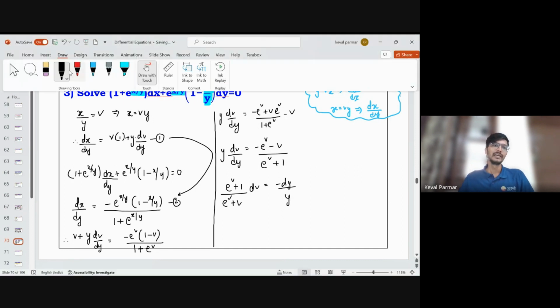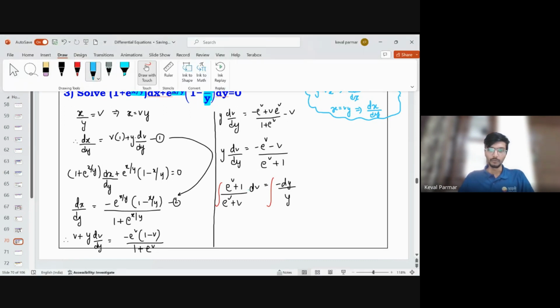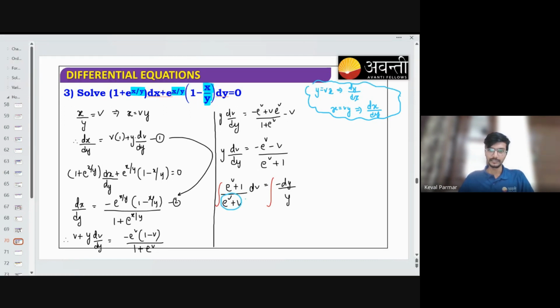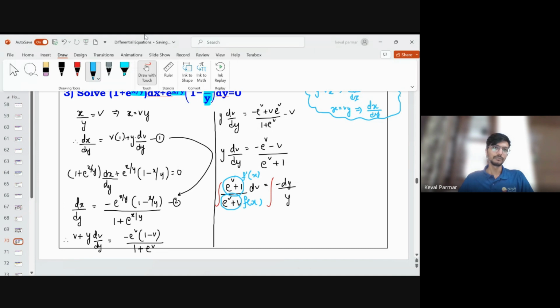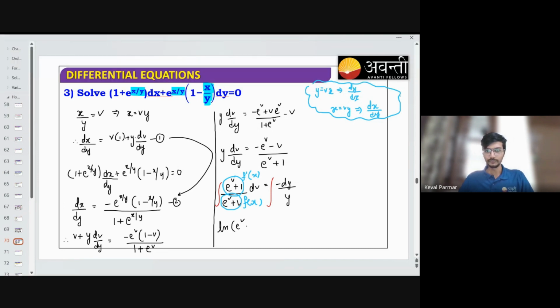Now what is left? It is left to integrate both the sides. As you can see again, what is this? This is f of x and this is f dash of x. So that means what is the integration of this? Is it ln e raised to v plus v, correct? Is equals to minus ln y plus ln c.